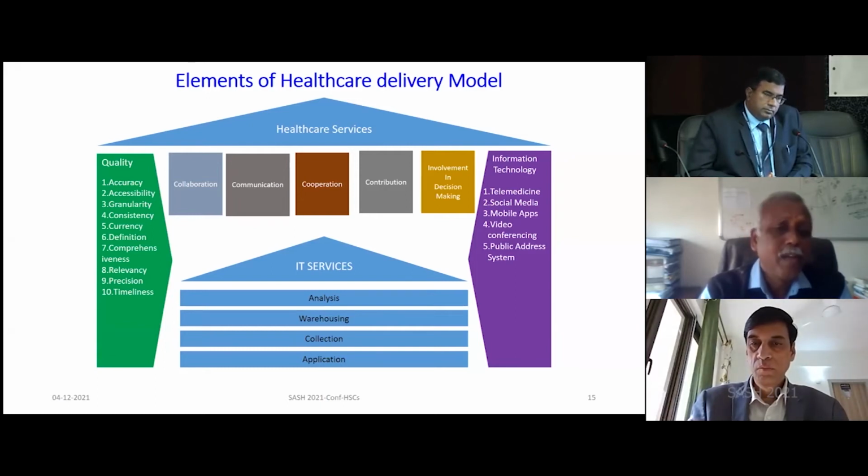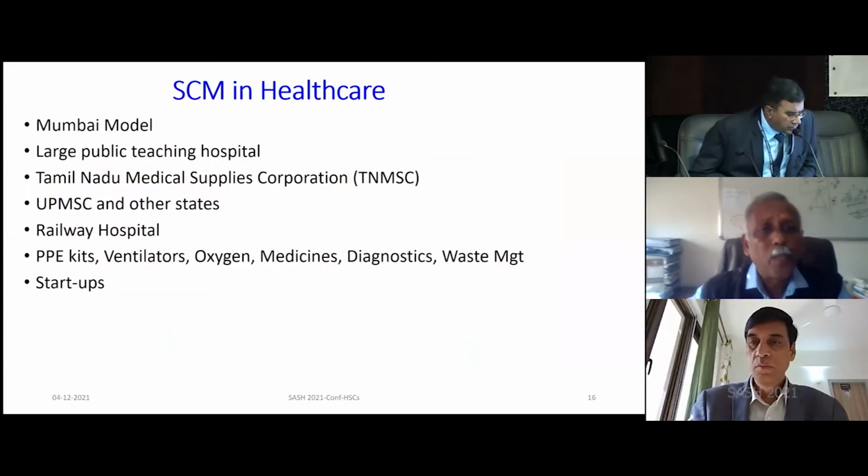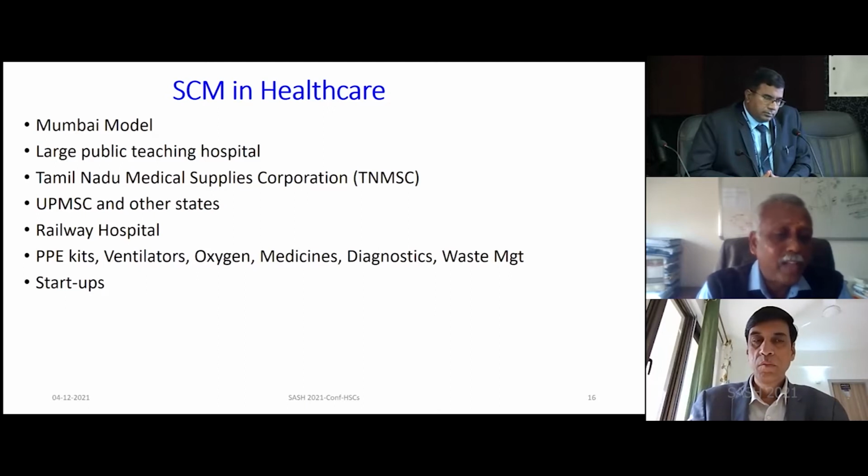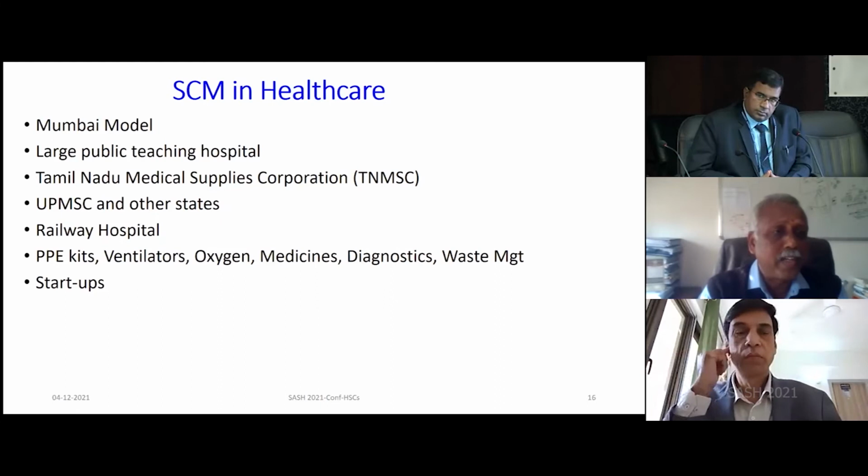And this can help in a big way to improve quality as well, because it's getting recorded and there is a facility to go back and look at what is happening and how it is happening. Some of the examples we could see, particularly during wave 2: the Mumbai model is the best example of how technology has been used, including IIT Bombay, the way they worked together to develop IT systems for integrating that.